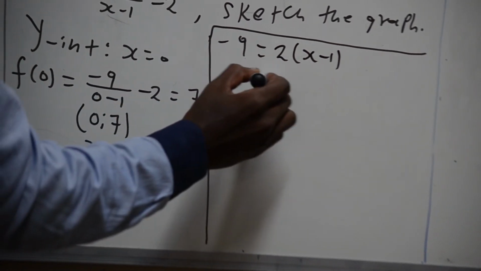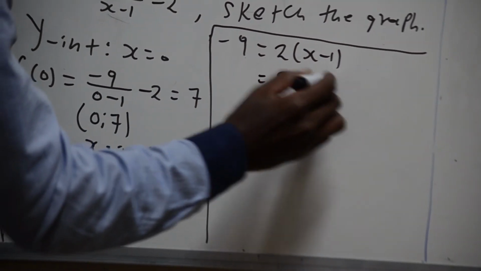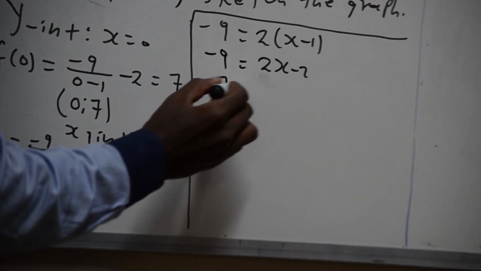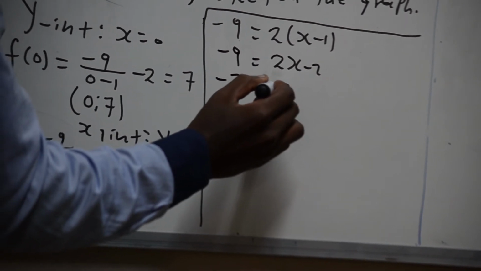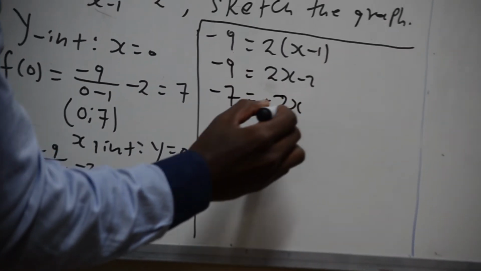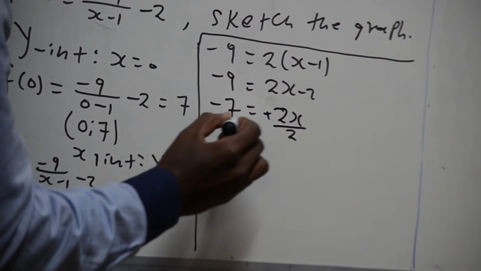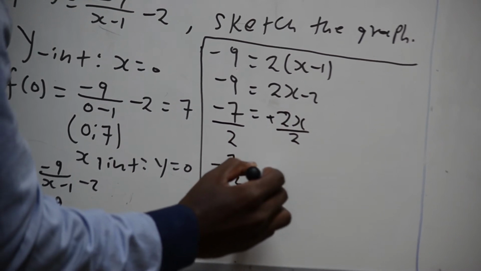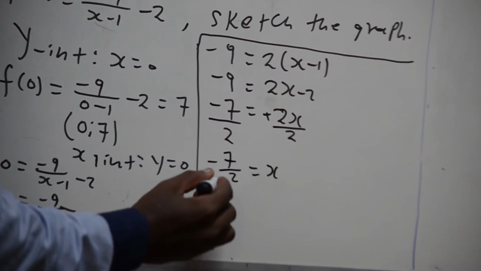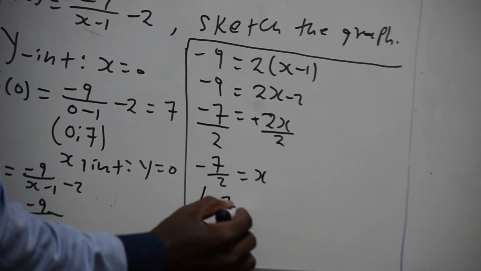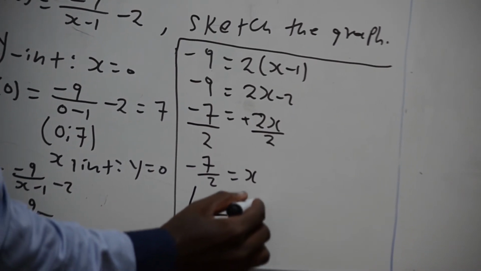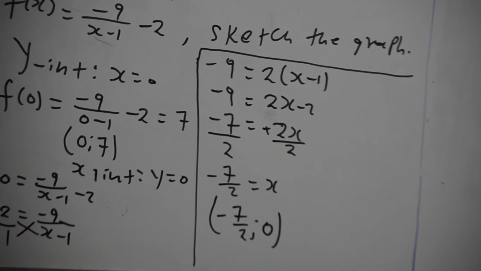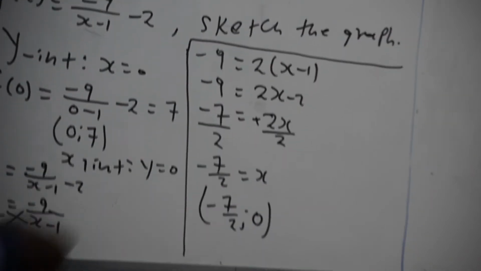Multiply by 2 on both sides. So this is 2x minus 2 equal to minus 9. Take 2 across this side. Have minus 7 equal to positive 2x. Then divide by 2 on both sides. So we have minus 7 over 2 equal to x. So your x-intercept becomes minus 7 over 2, 0. So these are the points which we will need in sketching the graph.